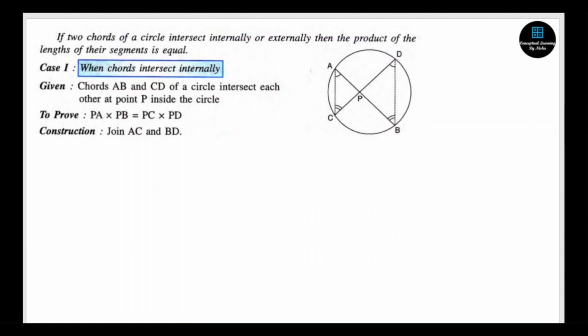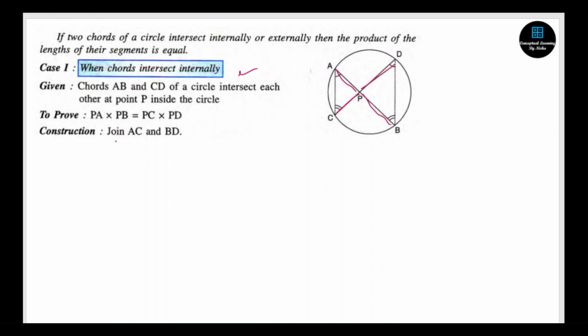If two chords intersect internally or externally, then the product of the lengths of their segments is equal. Now how to prove this theorem? Let's understand the first case. Here the chords AB and CD intersect internally, and we have to prove that AP into PB is equal to CP into PD.